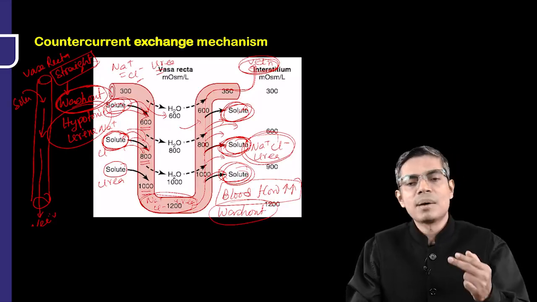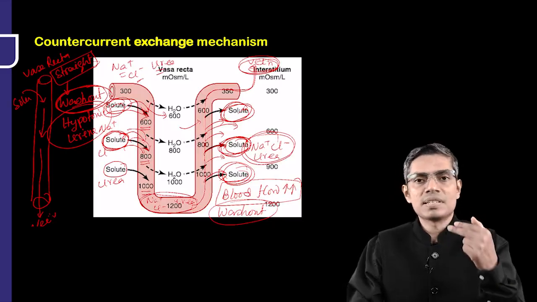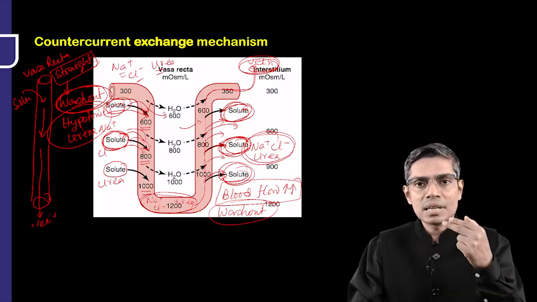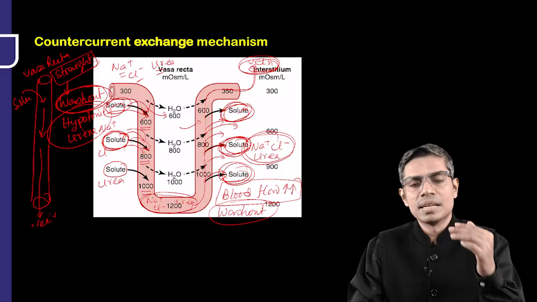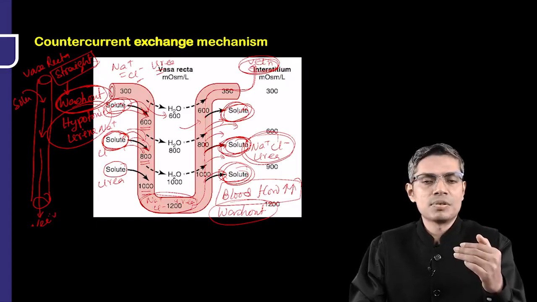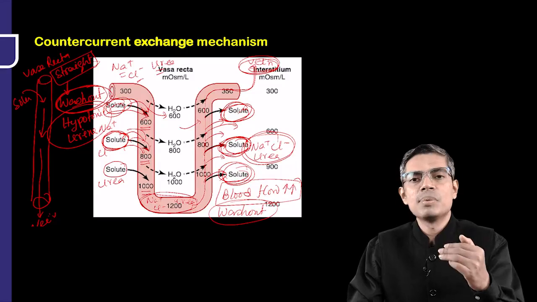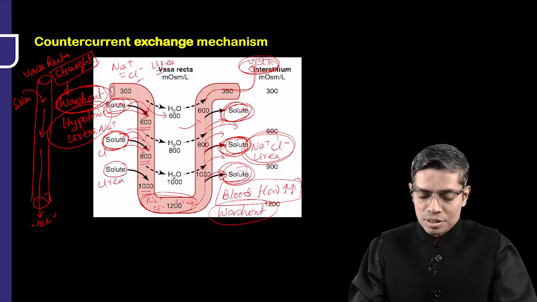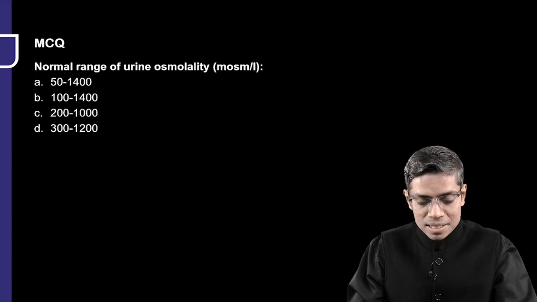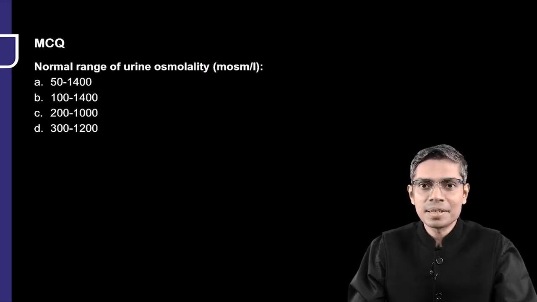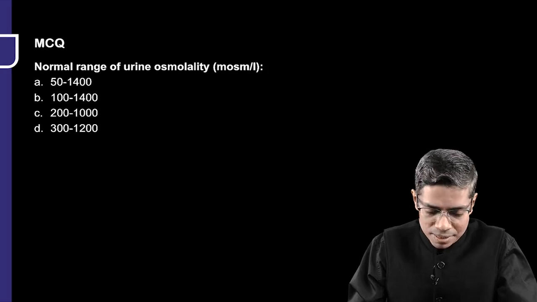So you have to remember these two things: if the vasa recta is straight, or if the blood flow in the vasa recta becomes very high, then there will be washout of the medullary tonicity, and that will lead to hypotonic urine. So this is all about your countercurrent system, the multiplier and the exchanger. Now if you look at certain MCQs, this will finish this topic.